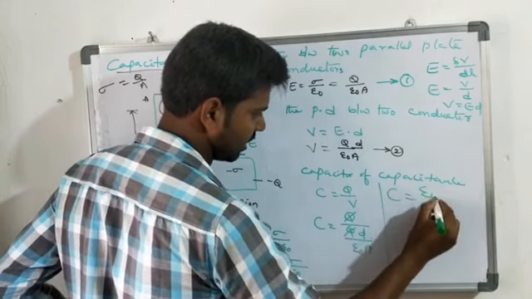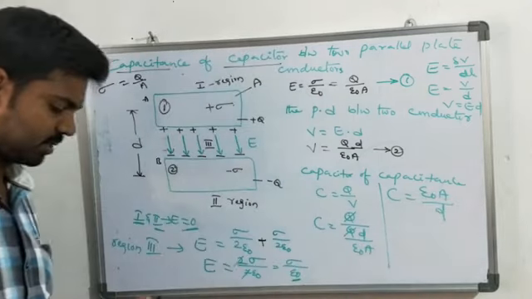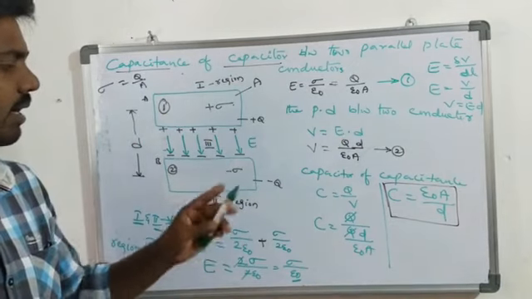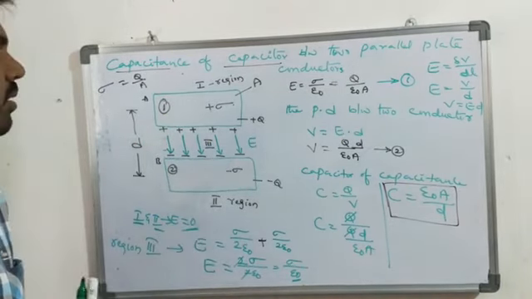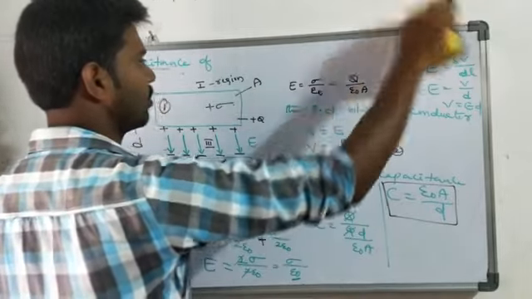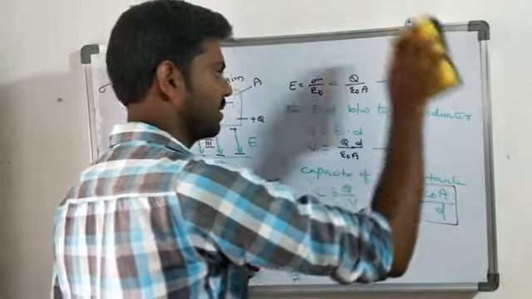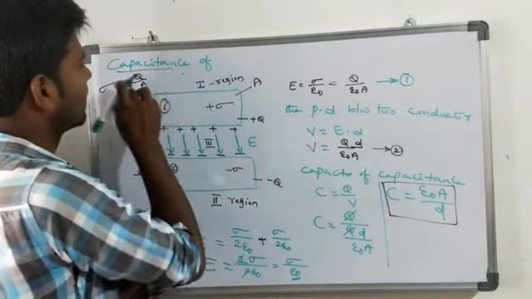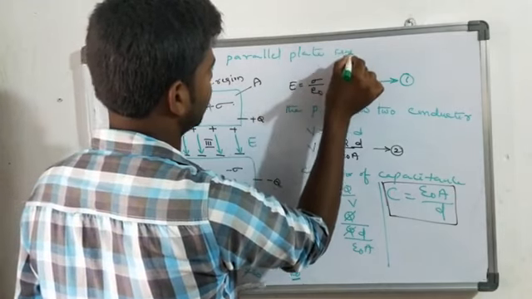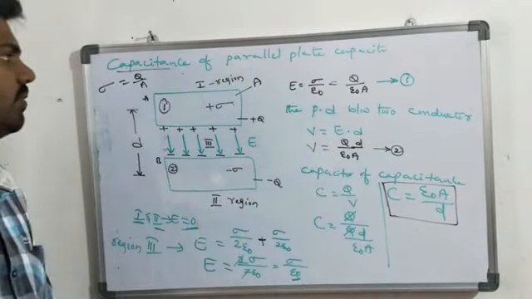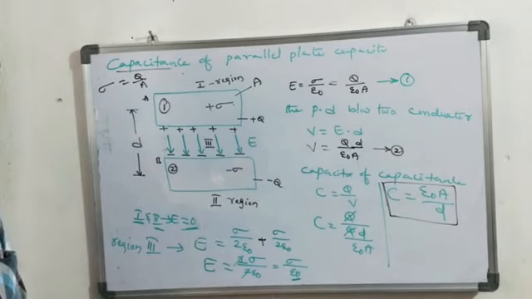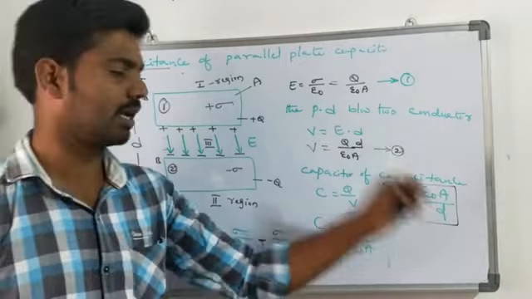It should be upside down. C is equal to epsilon naught A by D. So this is called the capacitance of a capacitor, or capacitance of a parallel plate capacitor. You can call it like this: the capacitance of a capacitor between the two parallel plate conductors, or simply capacitance of parallel plate conductors or capacitors. So that is C is equal to epsilon naught A by D.